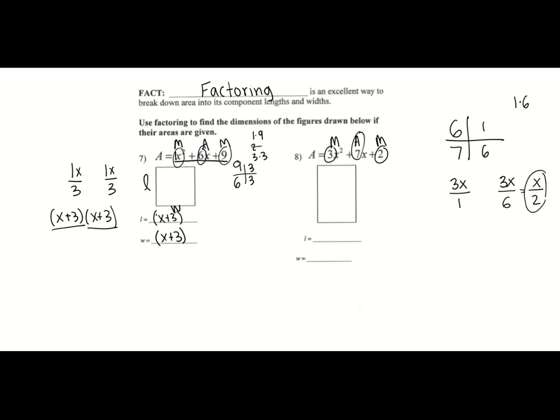And now I can take my two fractions and write my binomials. I have 3x plus 1 and x plus 2. So this tells me that my length and my width here, I'm going to have 3x plus 1 and x plus 2. So my length looks like it's the longer side. I will put this one as my longer one, 3x plus 1, and then x plus 2 as my width.